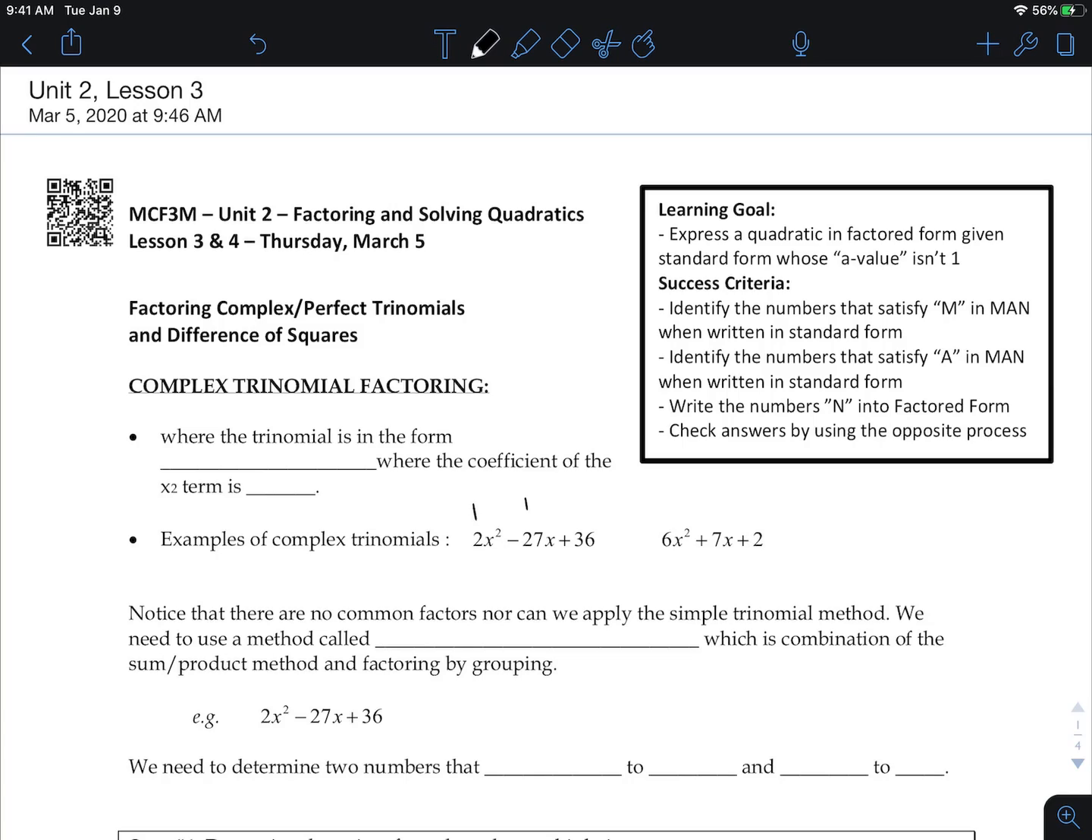So I'm stuck, right? So with this, complex trinomial factoring is where the trinomial is in the same form, ax squared plus bx plus c, but this time the number out front of x squared is going to be greater than 1. Okay?